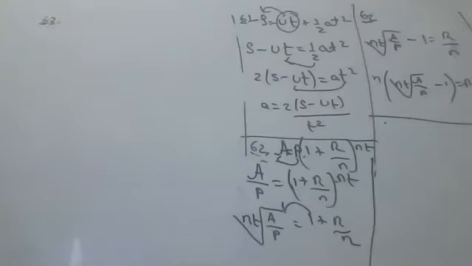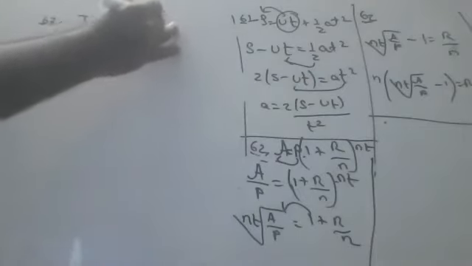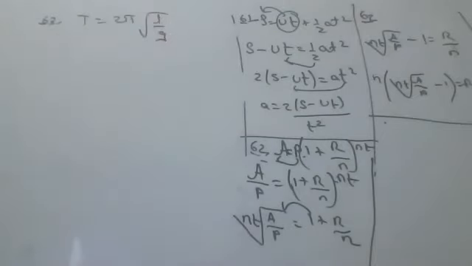63rd sum, I'm saying. All of you see. Make T is equal to 2 pi root of L by G. Make what as a subject? G as a subject. Anyone wants to give a try or shall I do?